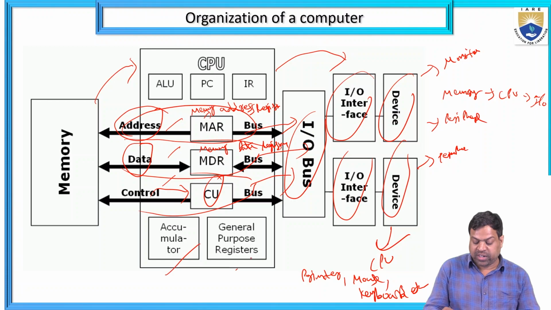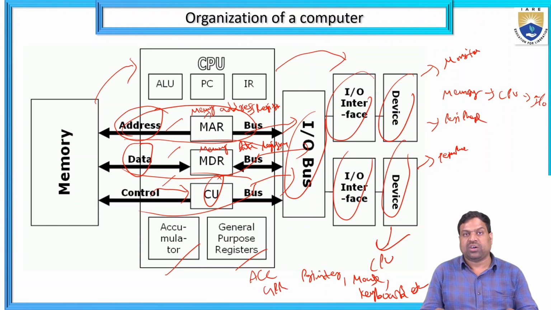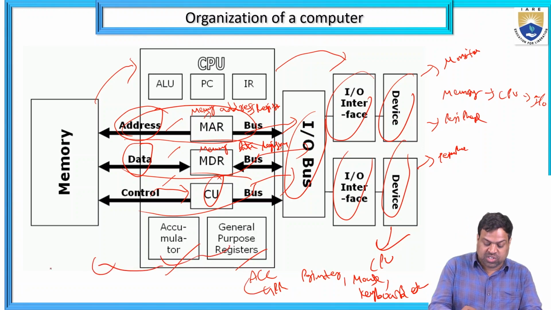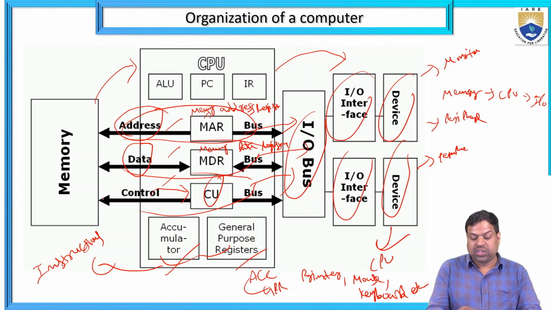So it is an accumulator and general purpose registers. In the previous class we discussed that accumulator is one type of operation, and GPR is general purpose register, used for the instructions. Okay, so memory is connected to the CPU. In the CPU, there are the arithmetic logic unit, program counter, and instruction register: ALU, PC, IR.